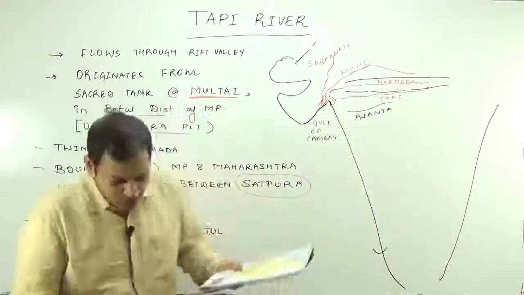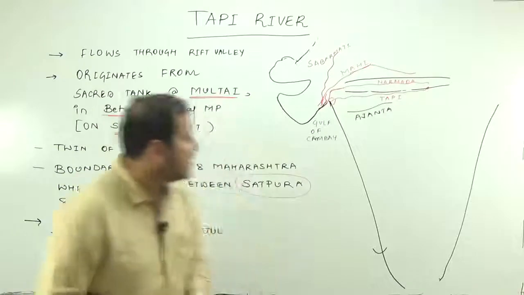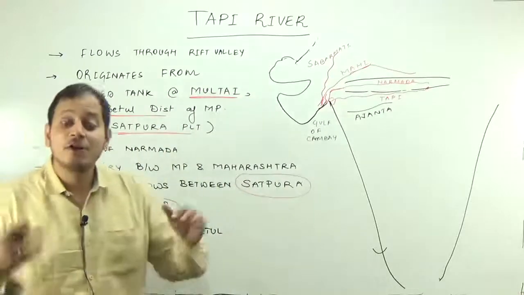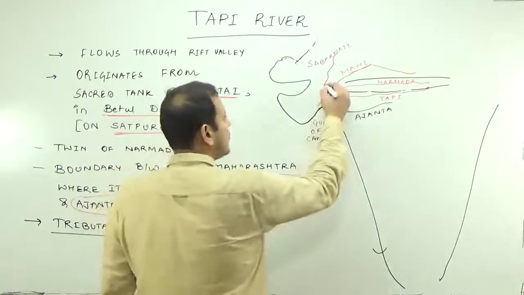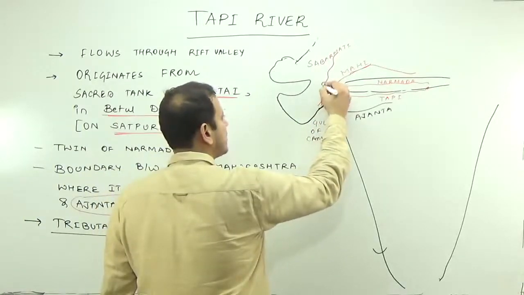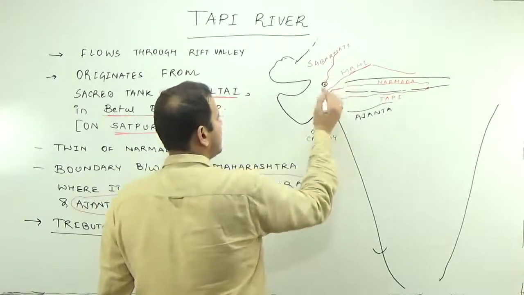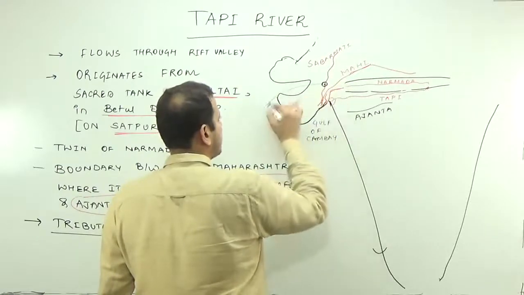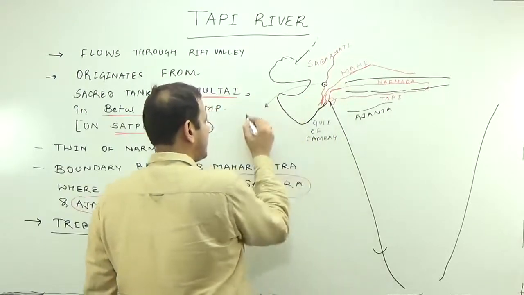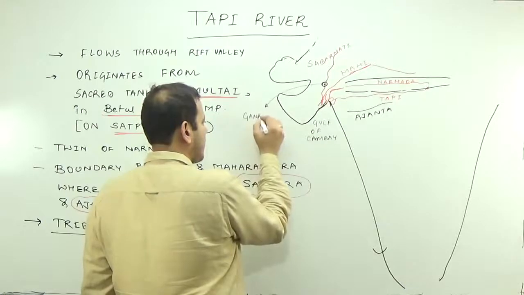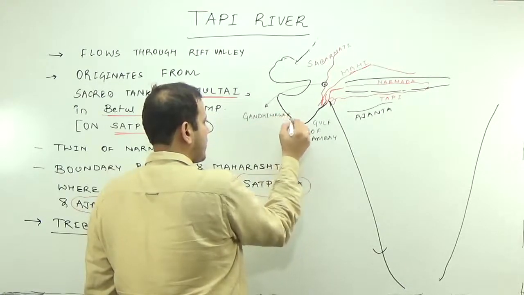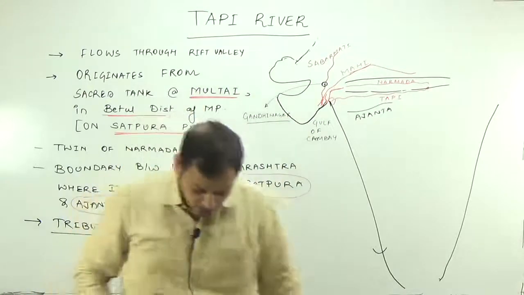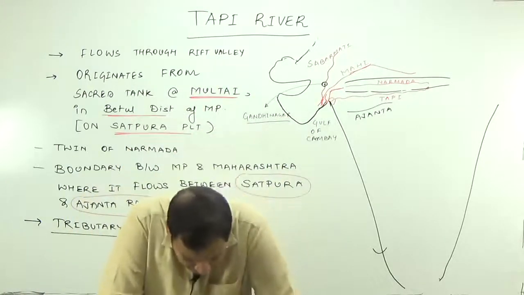The capital of Gujarat is Gandhinagar. On which river is Gandhinagar located? Gandhinagar is located on river Sabarmati.